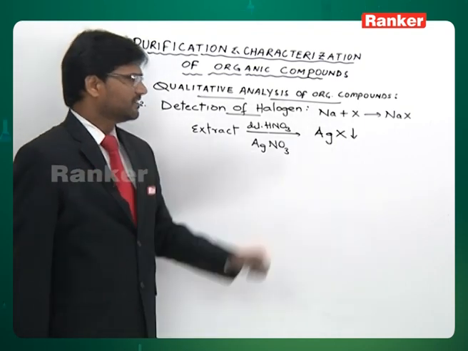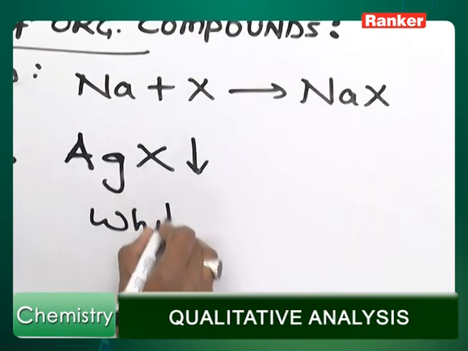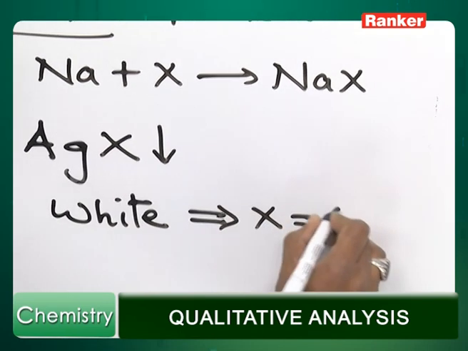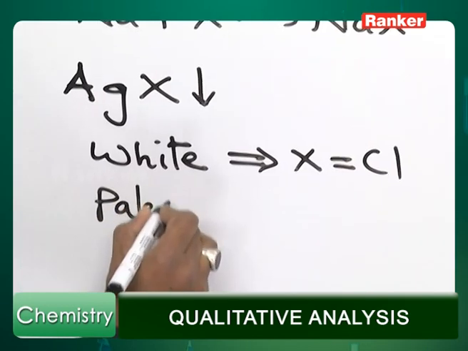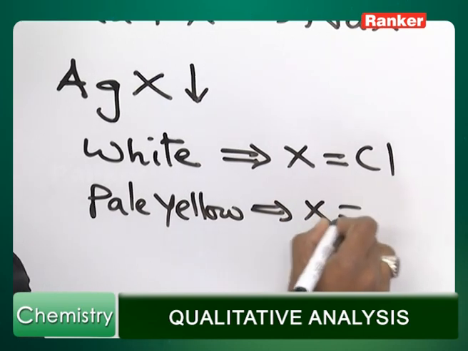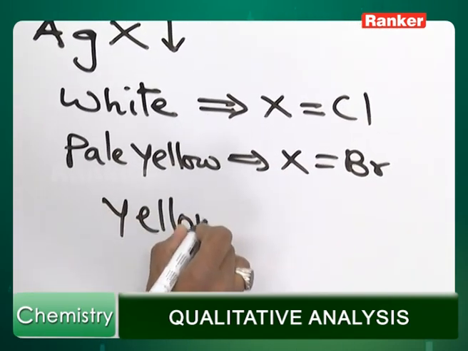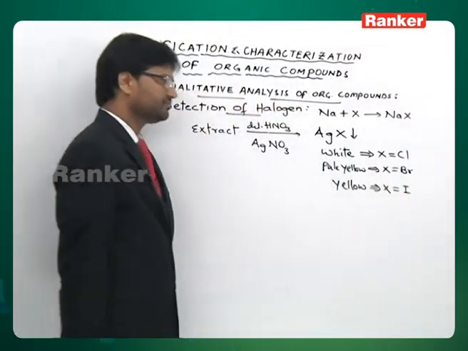Now, this precipitate, if it is white, then it indicates that X is chlorine. If it is pale yellow, then it is an indication that X is bromine. If it is yellow, then this is an indication that X is iodine.